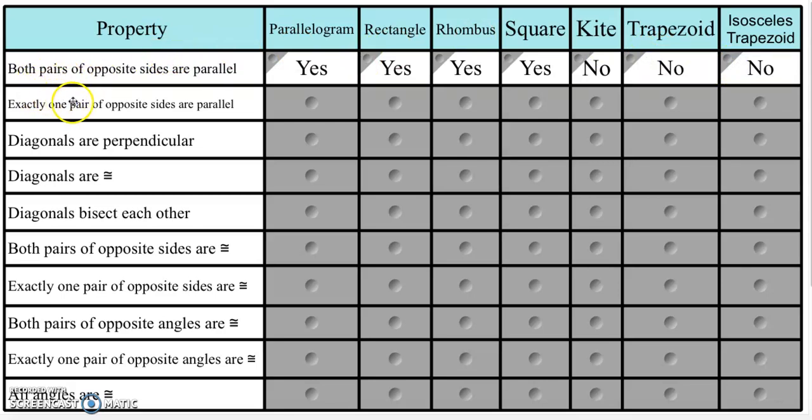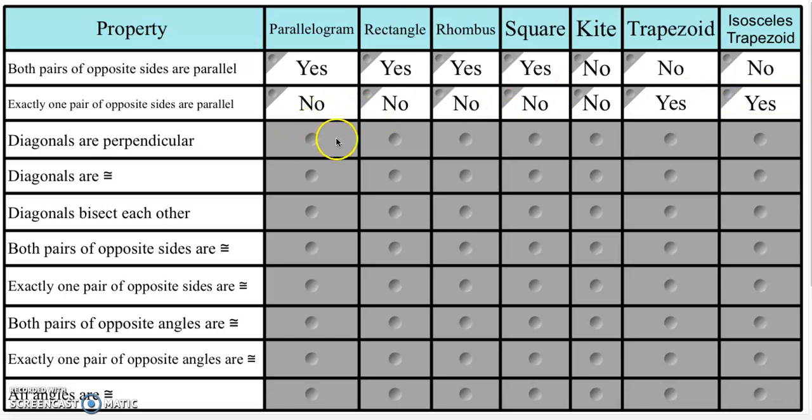Next one, exactly one pair of opposite sides parallel. Well, anything that's a yes is going to automatically be a no. So rectangle, rhombus, square, and parallelogram are all going to be a no. Kite does not have exactly one pair of opposite sides parallel, so that one's a no. But trapezoid and isosceles trapezoid do, and those are called your bases. So these two are yeses.